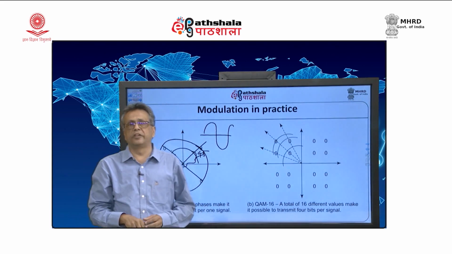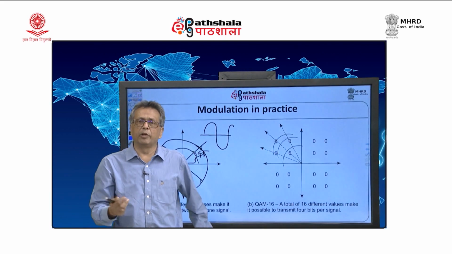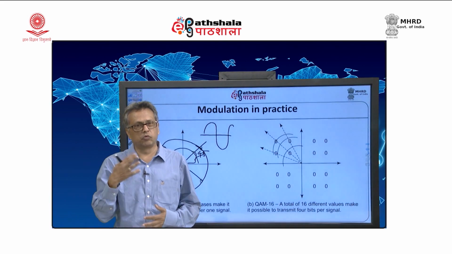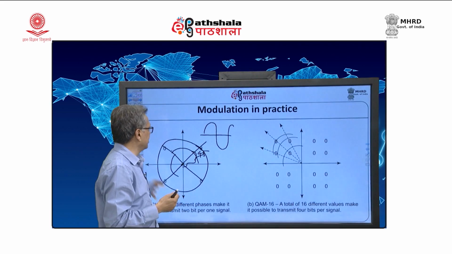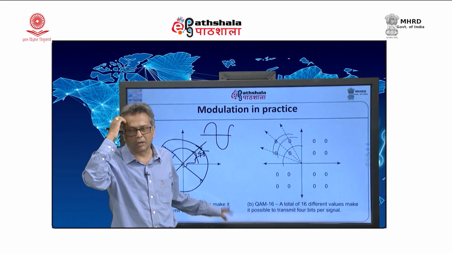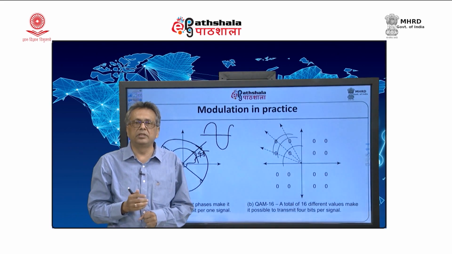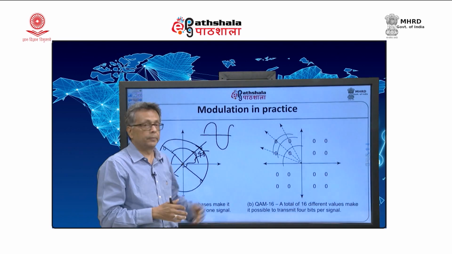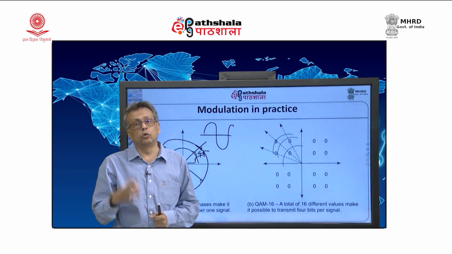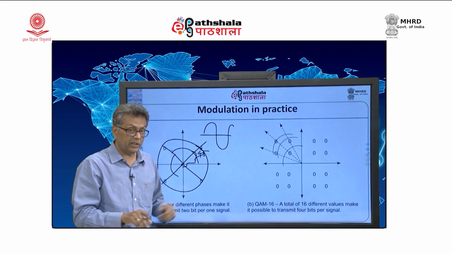So when I use 4 phases, okay, it is very much like signal levels. When I use 4 phases, I use 4 different points in something called a constellation pattern. This is called a constellation diagram. What is the advantage? When I use 4 of them, I will be able to send 2 bits per signal. I can even use more.